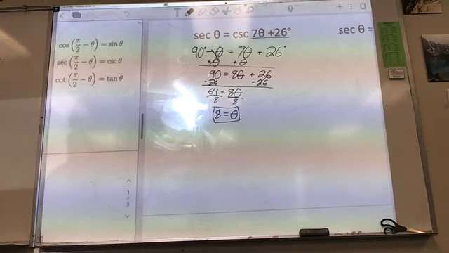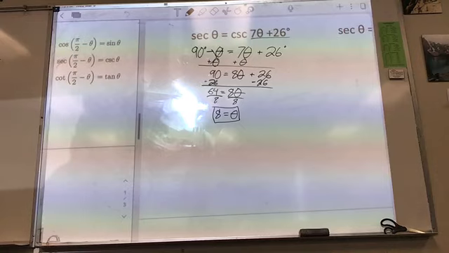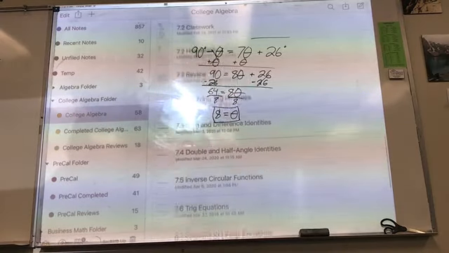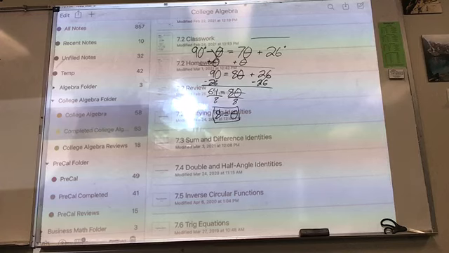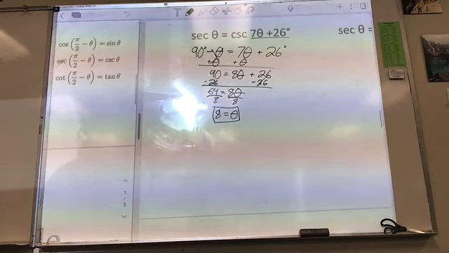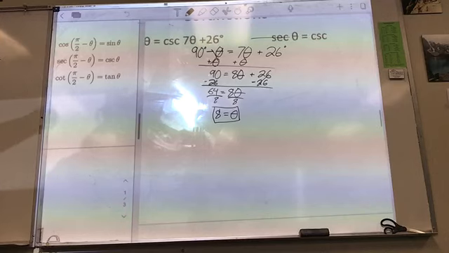How many chapters are there? I don't know. Second, I don't know. College Algebra 6. Well, we've only done 2 right now. This is not, this is the third one. Yeah, we just took forever on that one.